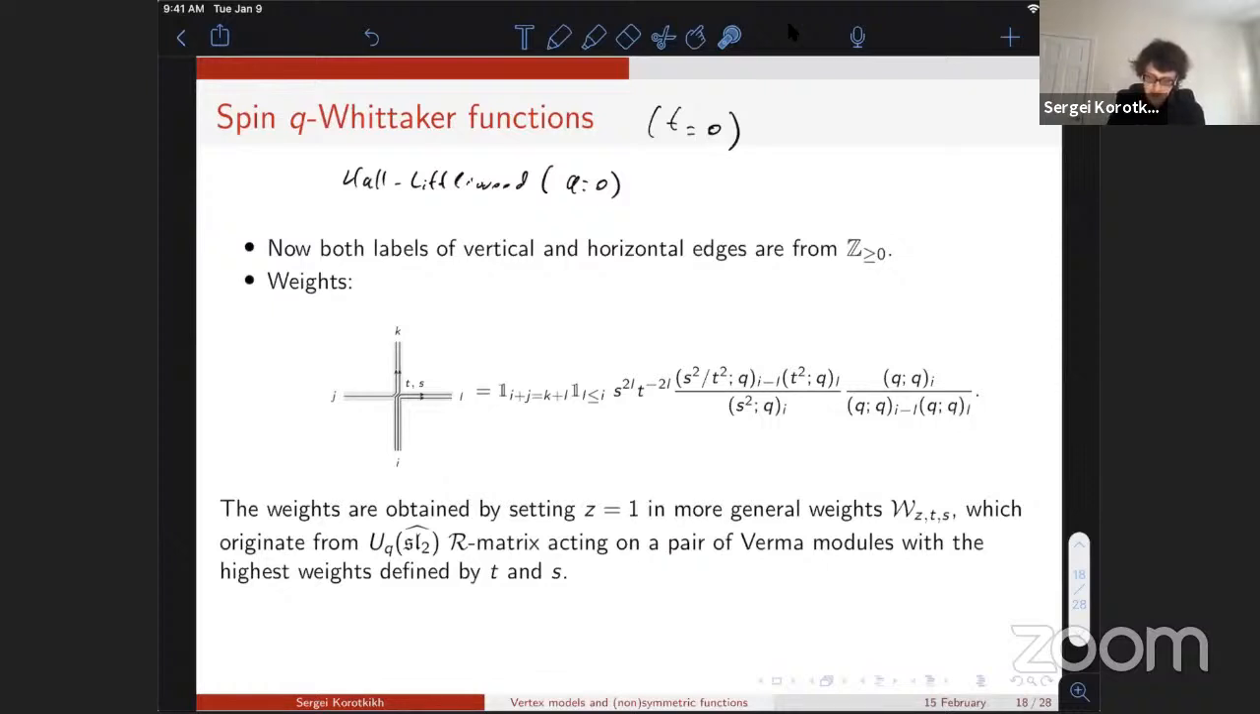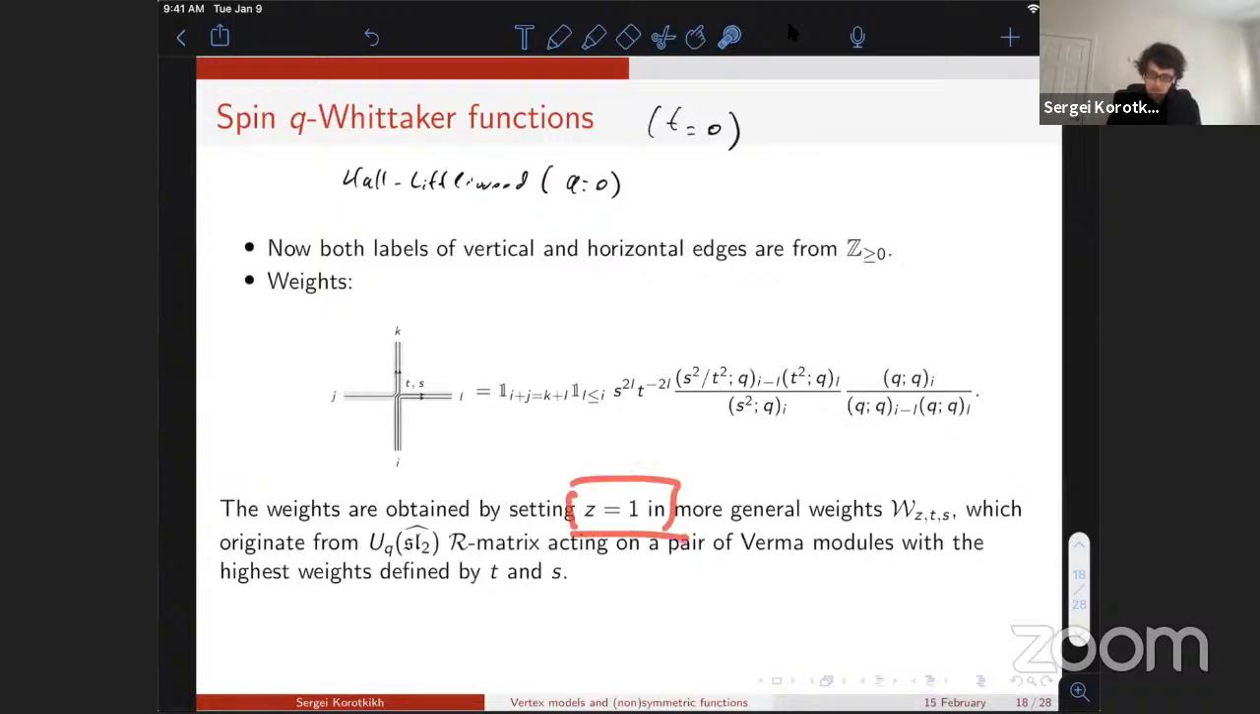Basically, instead of considering an R matrix acting on a two-dimensional representation and a Verma module, we can instead consider an R matrix acting on a tensor product of two Verma modules with different highest weights. The matrix coefficients of such an R matrix will coincide with the vertex weights, very general vertex weights depending on three parameters: one spectral parameter and two spin parameters corresponding to the highest weights of the Verma modules. Unfortunately, these general weights have an explicit expression, but it is rather complicated. It is given in terms of q-hypergeometric functions like 4phi3 or something like that, and it's not so easy to work with them.